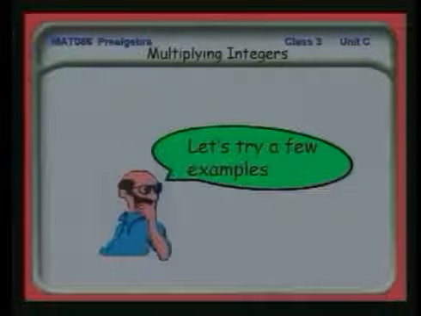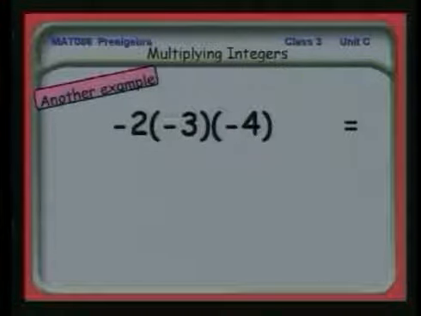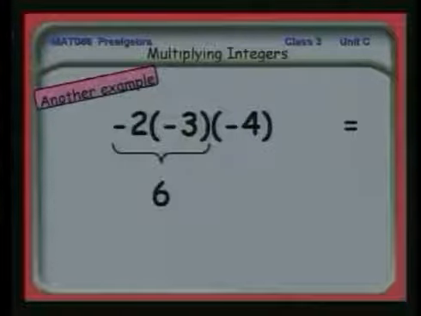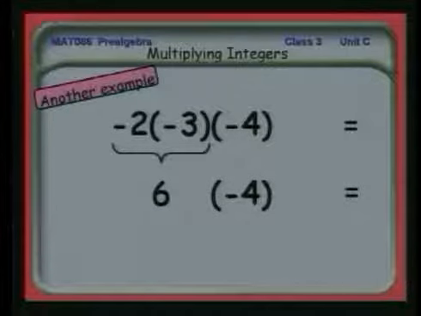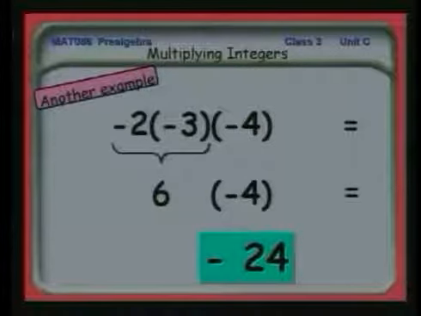Let's look at a few examples. Suppose I have minus 2 times minus 3 times minus 4. Now remember, it doesn't matter which order we do the multiplications, so we could group them in twos, and then once we have the result for the first two, we multiply by the last one. So if I group this, minus 2 times a minus 3, remember those two signs are the same, so I get plus 6, multiply that by minus 4, and the result is minus 24 because I have a positive times a negative.